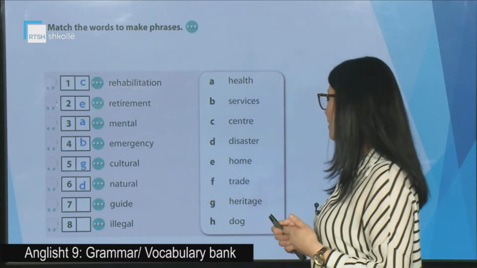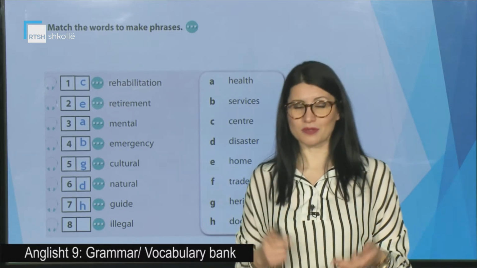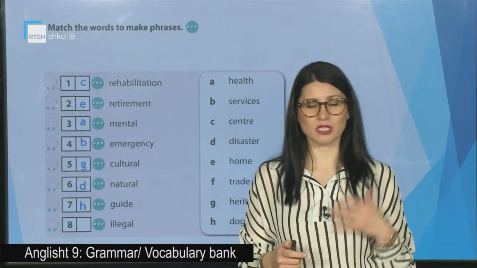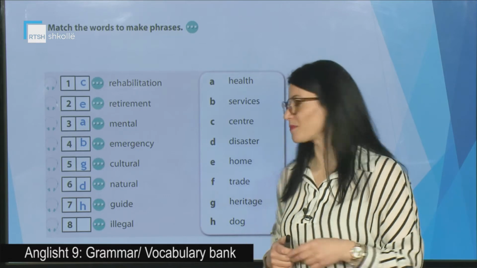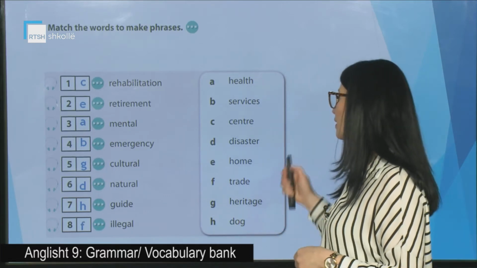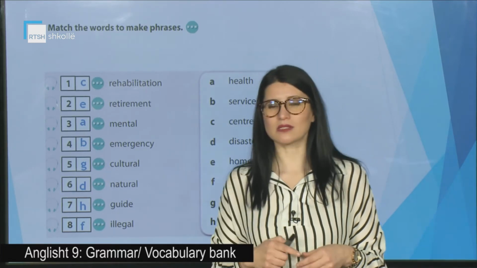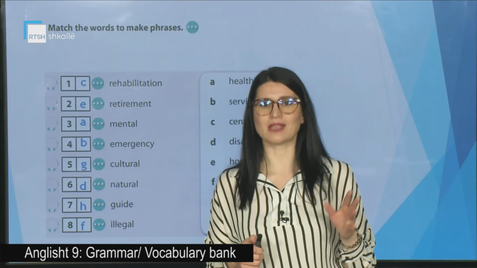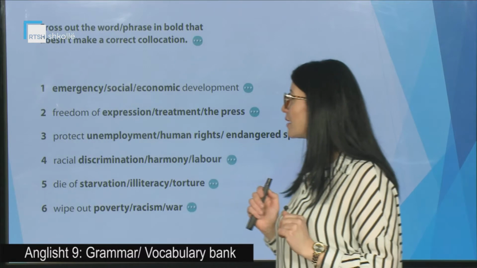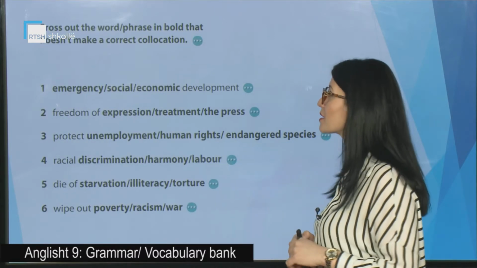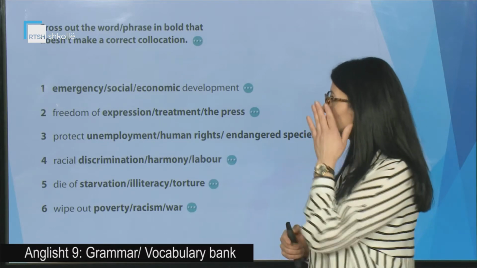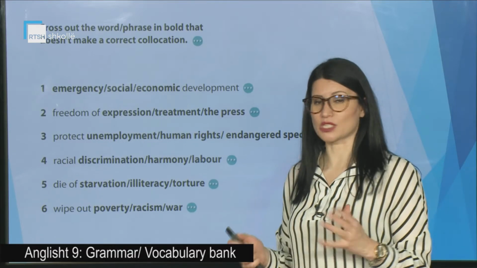Then we have guide dog. Do you remember when we talked about guide dogs? We have guide dogs, rescue dogs, etc. Illegal trade, which means to sell and to buy things which are against law. Now let's go on with another exercise. Cross out the word or phrase in bold that doesn't make a correct collocation.